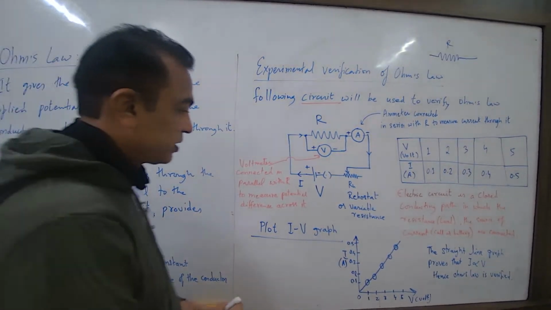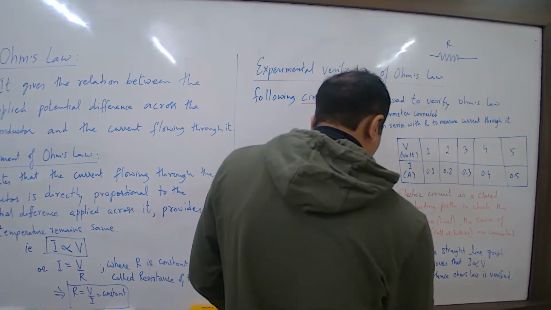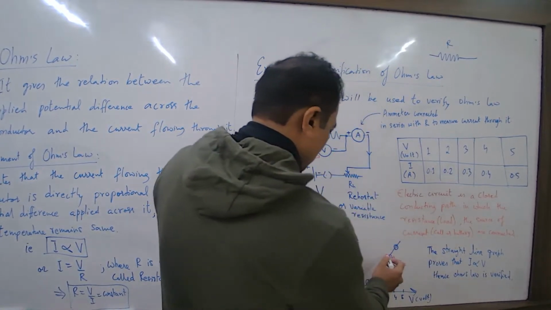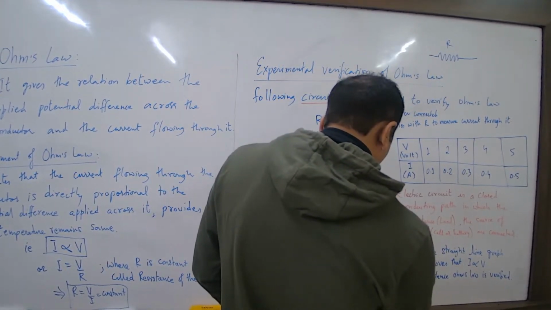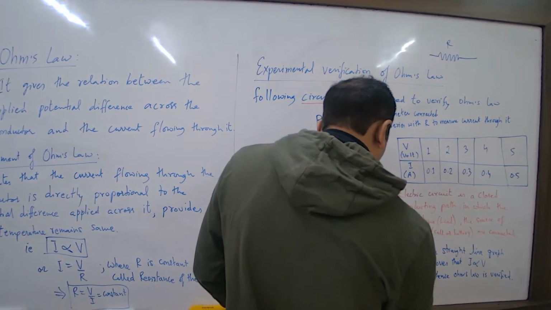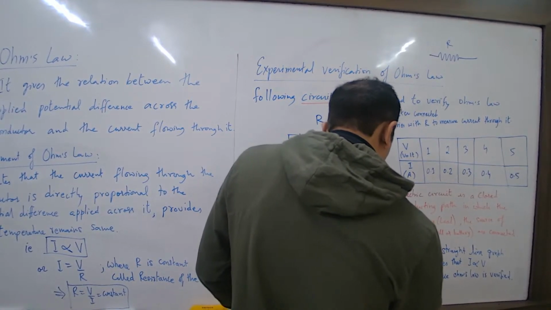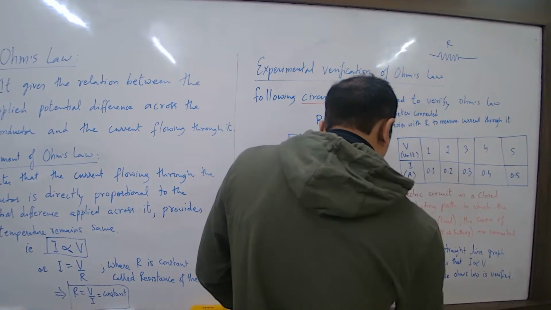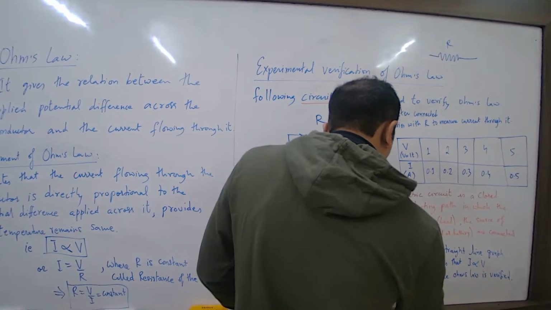So if I take the slope of this graph, let's say I take this slope. This will give me delta I. This is how much? 0.4 minus 0.2. Right? And this will give me delta V. How much is that? Delta V is 3 minus 2, 1 volt. Delta I is 0.4 minus 0.2, 0.2 ampere.